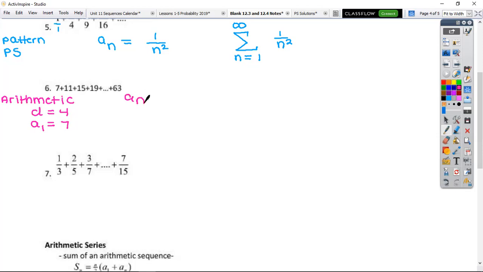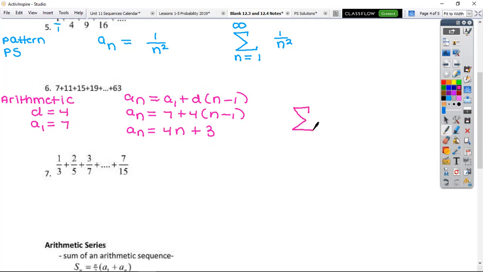So you're going to go a sub n equal to a sub 1 plus d times n minus 1. So I have a sub n equal to 7 plus 4 times n minus 1. Distribute, combine like terms. 4n plus 3. Sigma notation. So 4n plus 3, beginning at 1. You got to get 63. All right, so 4 times 15 is 60 plus 3, that works. 15 is where that would stop.